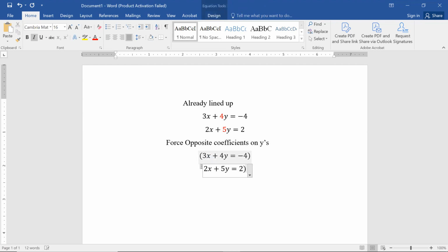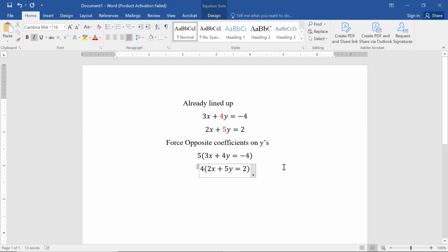is I go to each of my equations, and this is going to be a two-step process. So I'm going to take the coefficient of y from the other equation and write it out front of my equation. So I'm going to write the 5 out front of the first equation, and I'm going to write a 4 out front of the second equation.